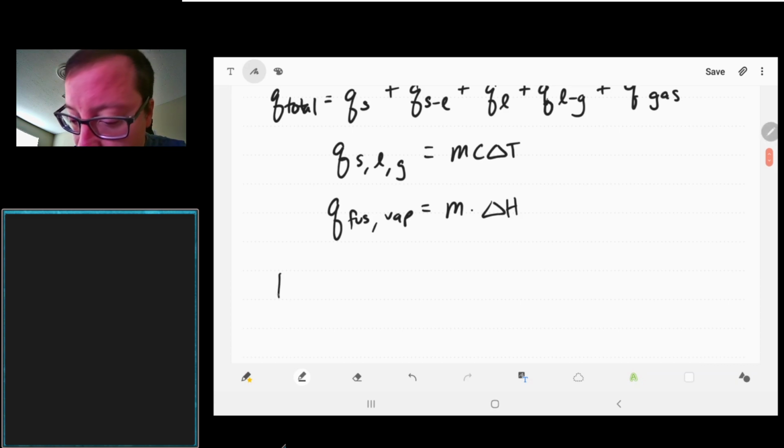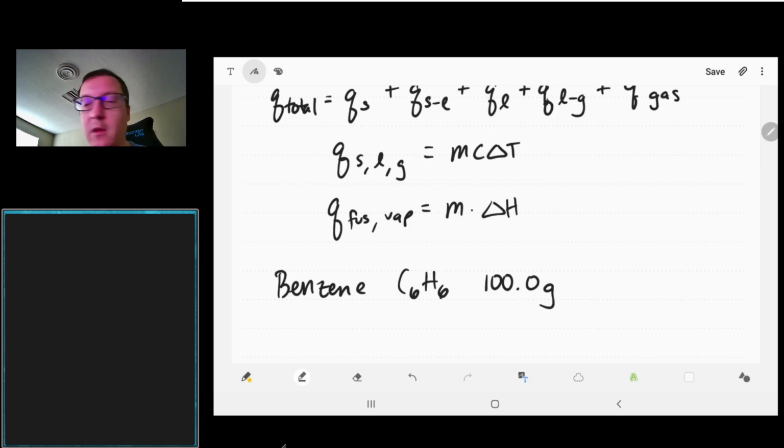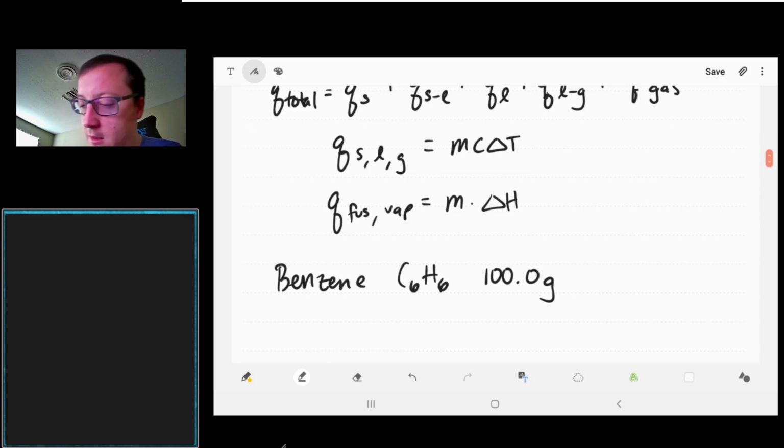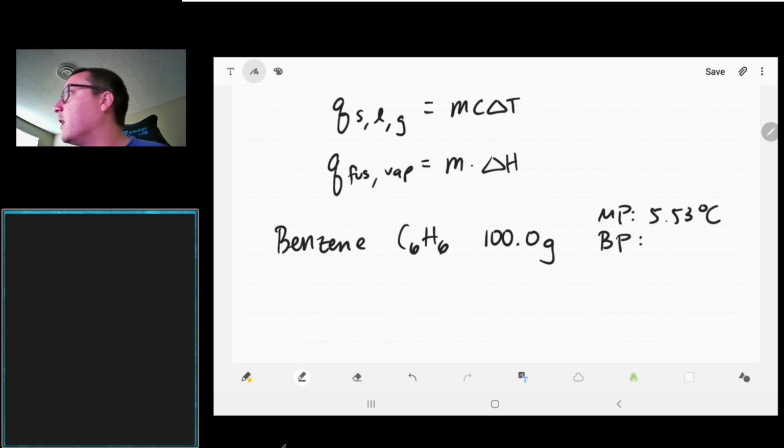So let's say I have benzene, which is C6H6, and I have 100 grams of that. And let's go ahead and look up some thermodynamic data. We have its boiling point and melting point here. I'm copying these from Wikipedia, of course, our most favorite source for these sorts of things. And its boiling point is 80.1 degrees.